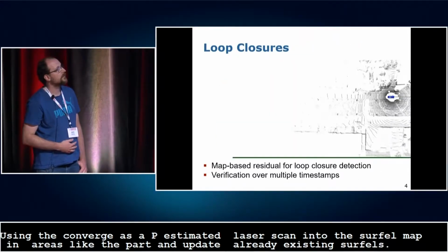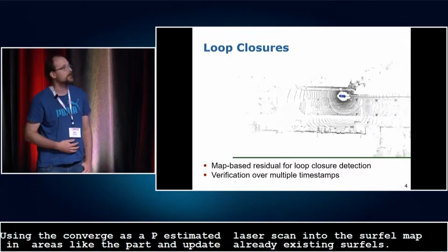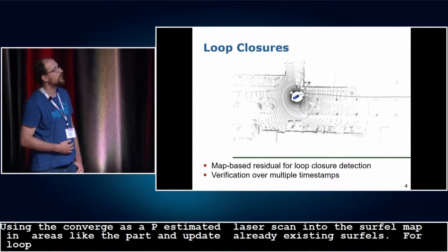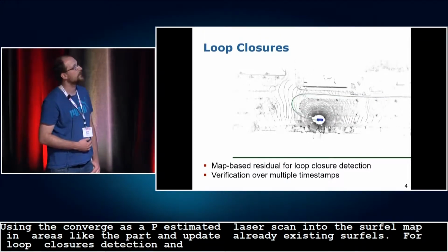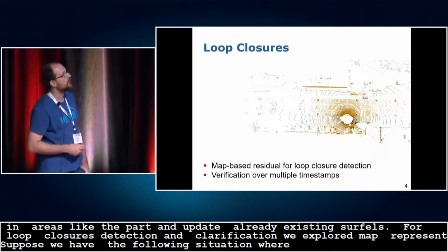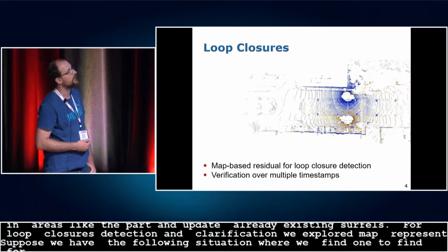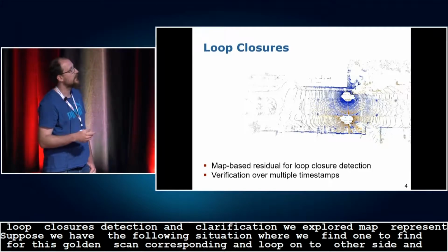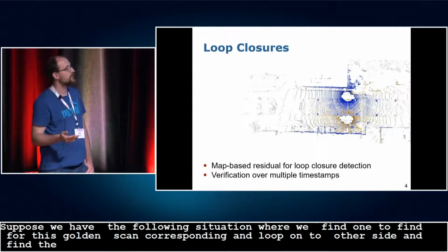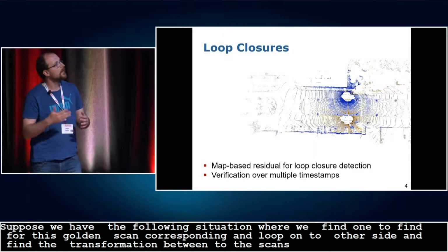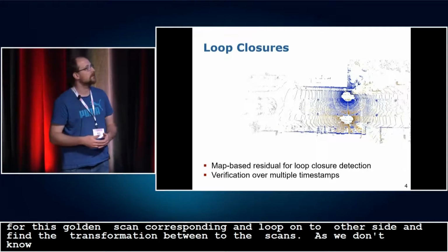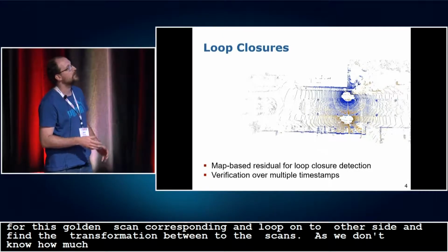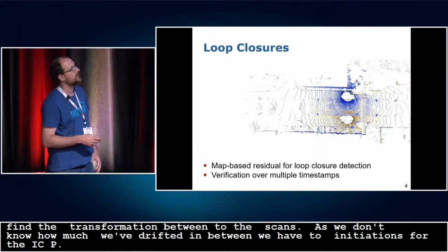For loop closure detection and verification, we also exploit our map representation. Suppose we have the following situation where we want to find, for this query scan, the corresponding loop closure scan on the other side and find the transformation between these two scans. As we don't know how much we drifted in between, we have to consider multiple initializations for the ICP. But we now have to figure out what is the right registration in the end.